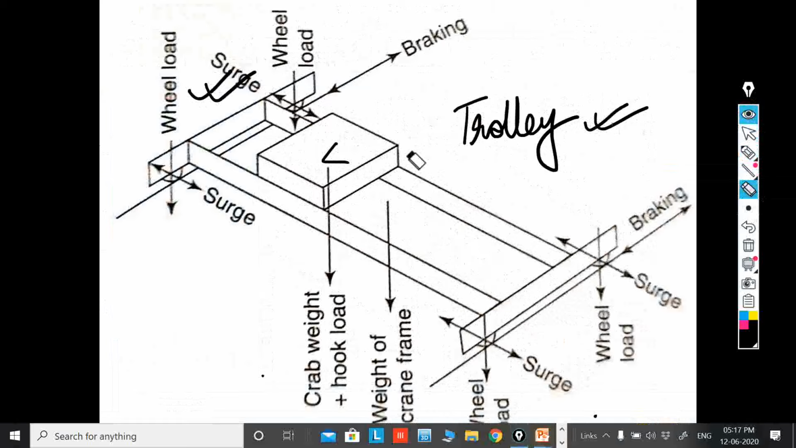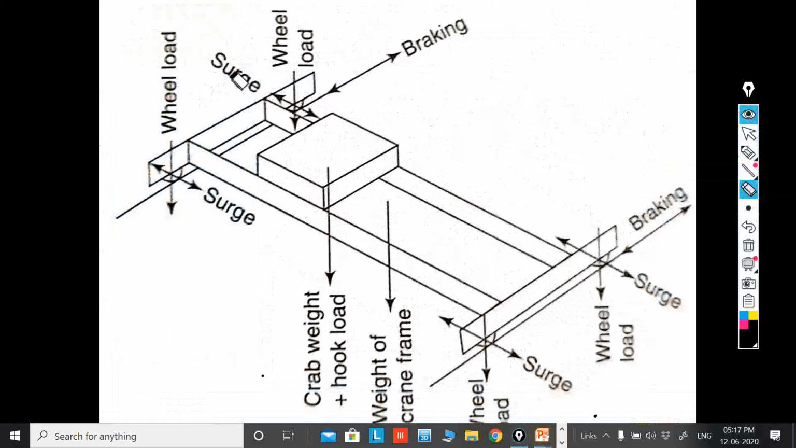So surge is the horizontal load along the crane, along the span of the crane, isn't it? Surge is going like this. It is the horizontal load along the crane.